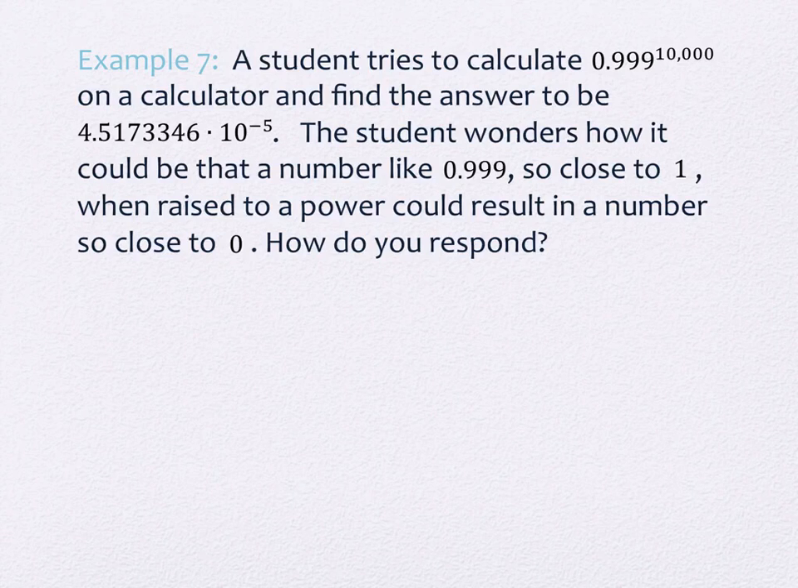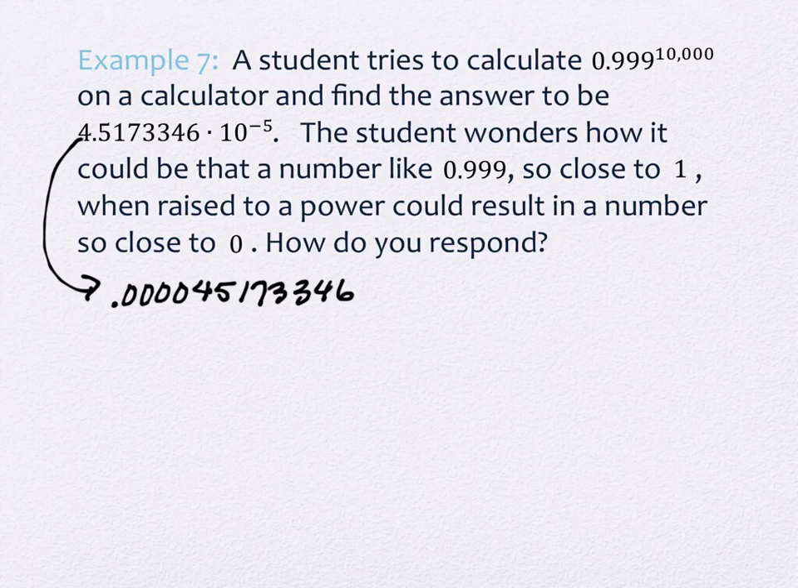So if we actually changed this number from scientific notation to standard, we'd put a decimal point, we would end up having 4 zeros and then the 4.5173346. And if we were dealing with money, that's $0 right there. So how did we find something that was so close to 1? We raised it to a power that was huge. It's a big power. And we ended up with something that's almost 0.